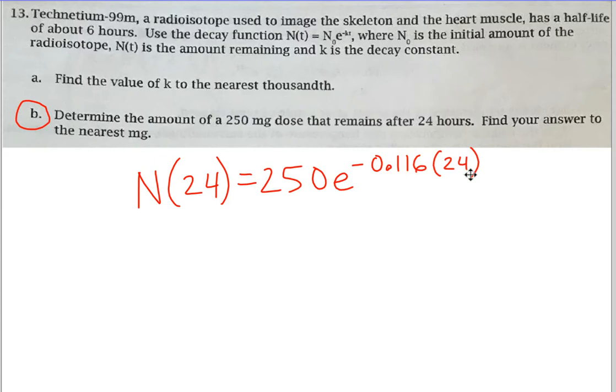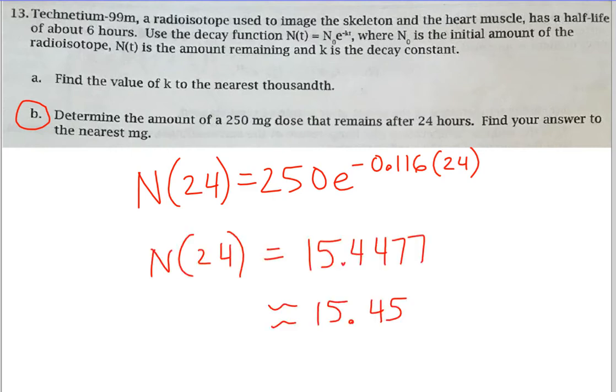So I'm just simply going to put that into my calculator, right? 250 times e raised to the -0.116 times 24, and I would get 15.447, etc. So approximately 15.5 milligrams, depending on what you're asked to round to. So this is just a simple evaluation. Remember, this is a title. It's not part of the solving process.